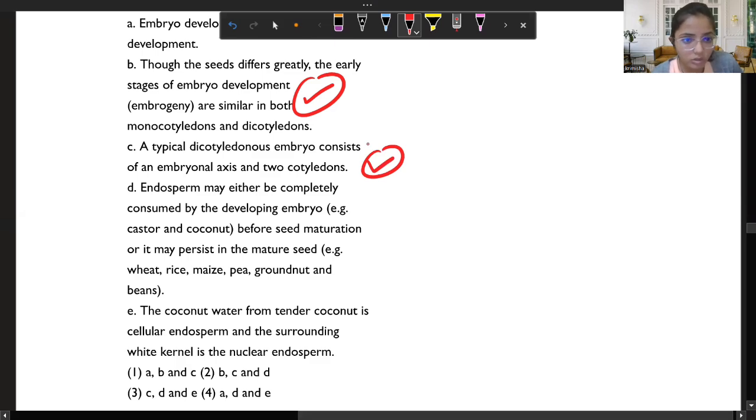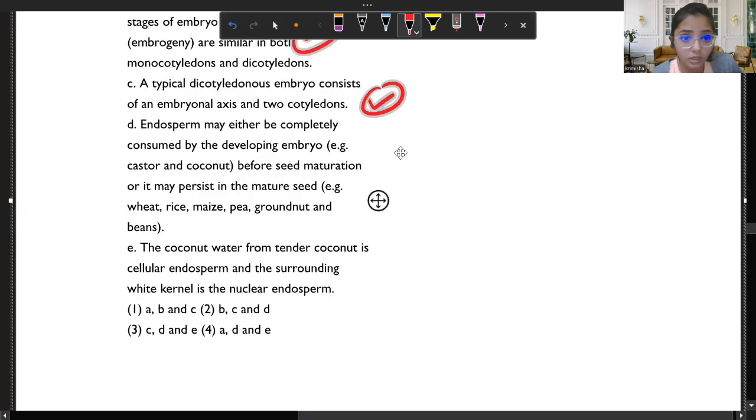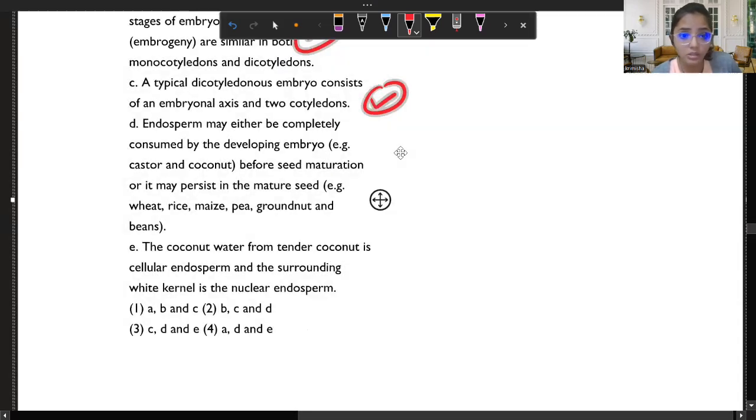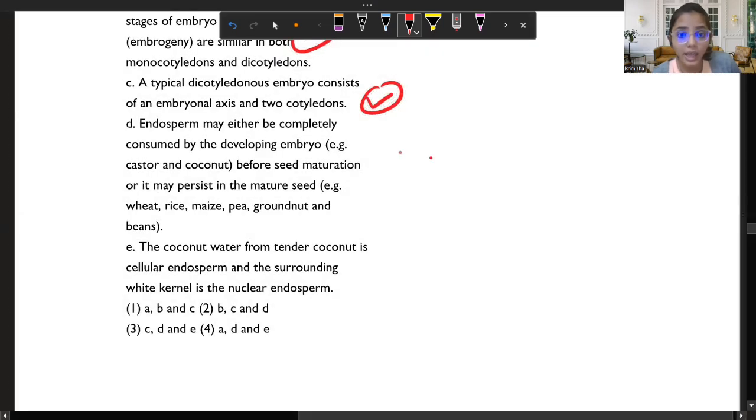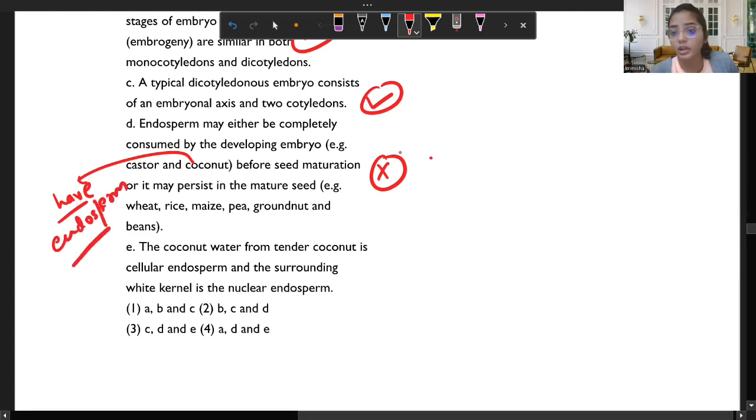Endosperm may either be completely consumed in a developing embryo. Example: castor and coconut lack endosperm. No, they have endosperm. When endosperm is completely consumed, they are non-endospermic, for example pea and maize. Whereas castor and coconut are endospermic. They have endosperm. So this statement is wrong.